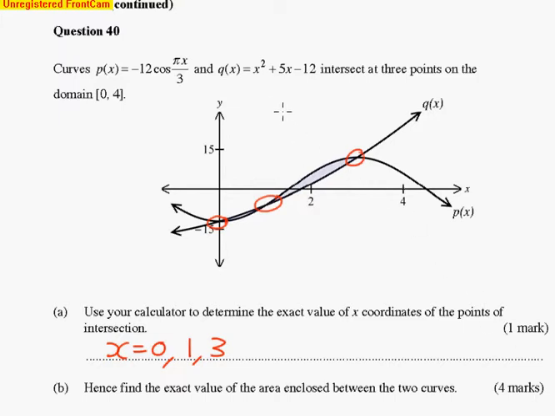Hello again. Well, now I'm on to the second part of question 40, which is, having found the points of intersection of these two curves, now we have to find the exact value of the area enclosed between the two curves. Now notice this is worth 4 marks and it's in the calculator section, so the calculator can be used at some of this, but you must show some working as well for any question that's worth more than 2.